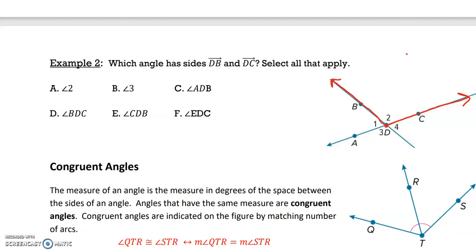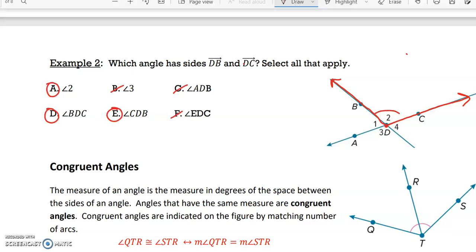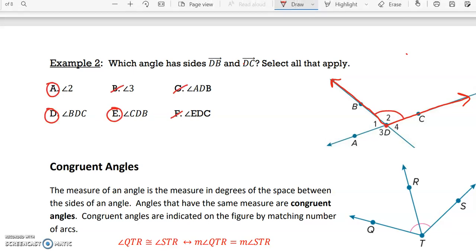So circle all that apply and check when you're ready. So you could have named it angle 2 because right there is a 2 inside of that angle. You cannot name it 3 because that's this angle down here and that's not it. ADB, ADB, so this angle right here, angle 1, nope.